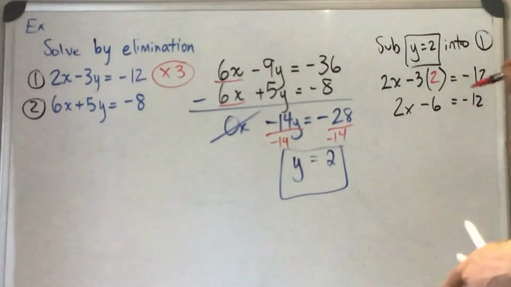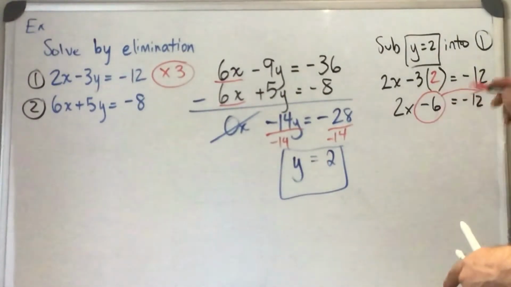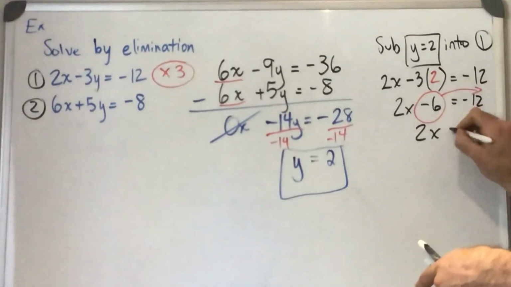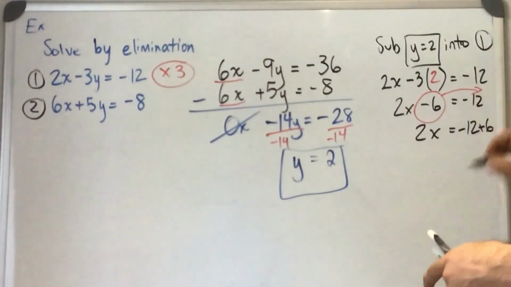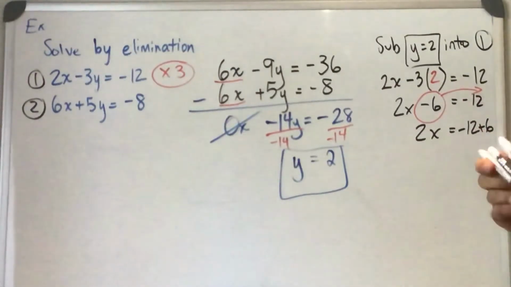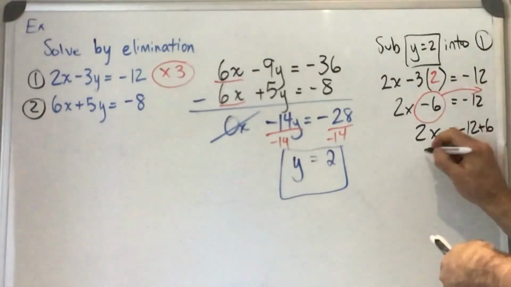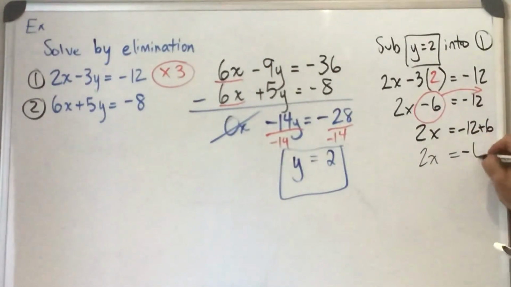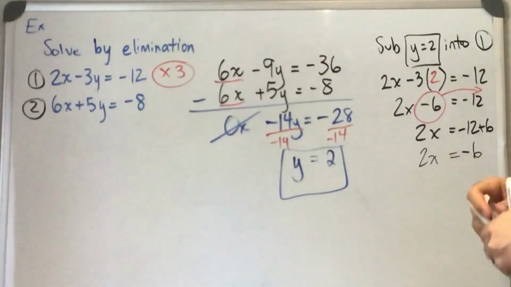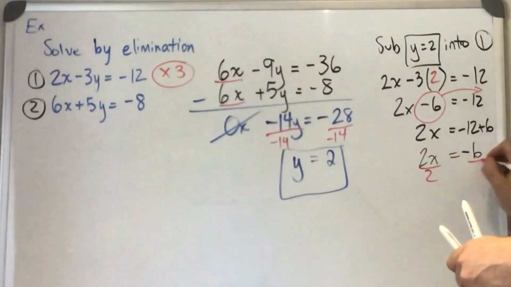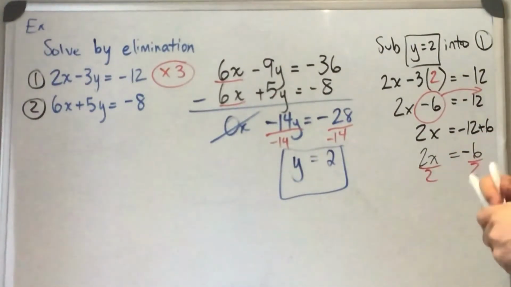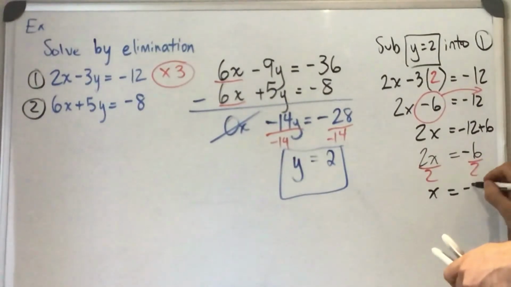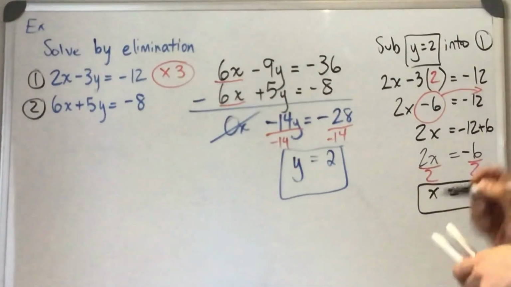When solving an equation, got to get rid of that addition and subtraction first. So we have 2x is equal to negative 12 plus 6. And we got 2x equals negative 6. Almost done. And we've got ourselves x is equal to negative 3.